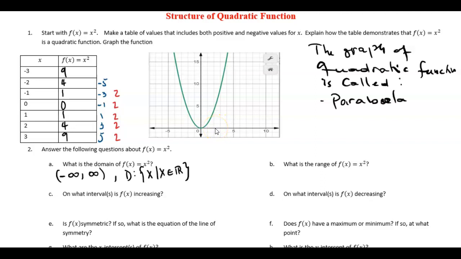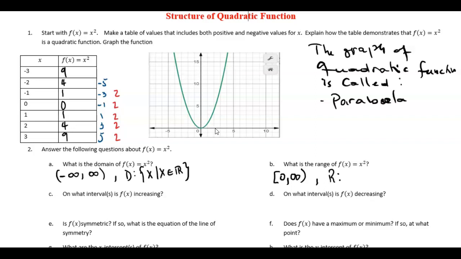Okay, the range starts from zero, and because zero is also included on the graph, we're gonna put a bracket, all the way to positive infinity, parentheses. Now we never put a bracket next to infinity or negative infinity, so they always have parentheses. Or you can write it like that.